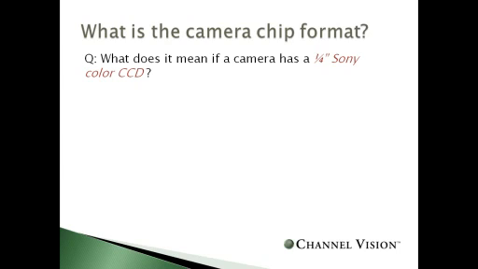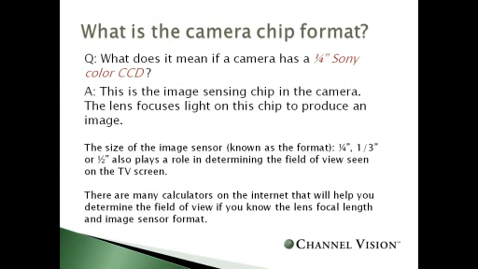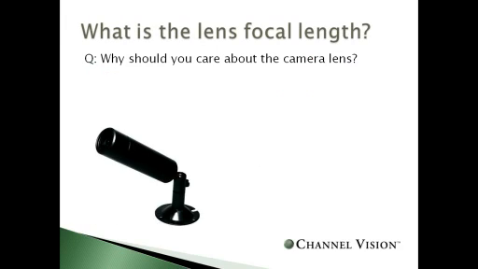Some more terminology that you may hear is CCD chip format. So why should you care about this? Well, this is a very important part of a camera and how it relates to specifications on choosing the right camera. This is the image sensing chip within the camera that allows the camera to produce an image. There are a variety of different sizes of CCD chips. Most popular is a 1/3 CCD chip, and this has to do with your field of view, what image you're going to see on your screen.